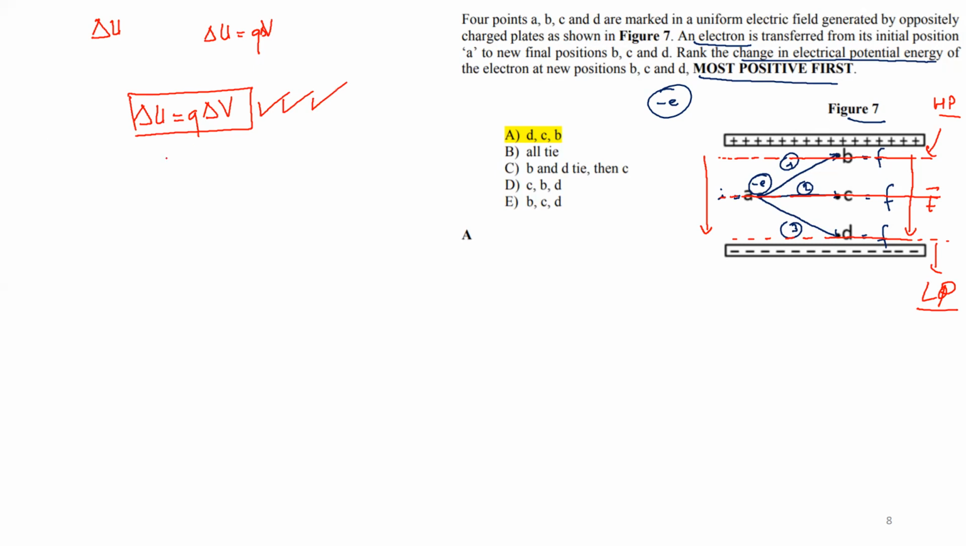Now here, my Q is negative. My Q is an electron. So delta U is minus E multiplied by delta V. Okay. Good. Now in path number 1, what's path number 1? I go from A to B. How is delta V? So delta V1, what do you think? Which is VB minus VA, V final minus V initial. What is the delta V? Is it positive or negative?